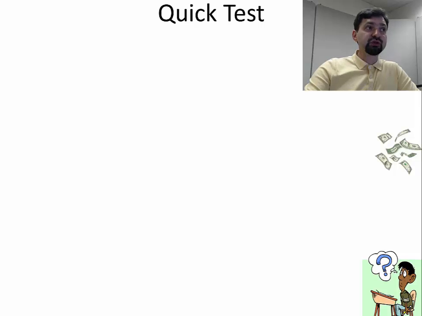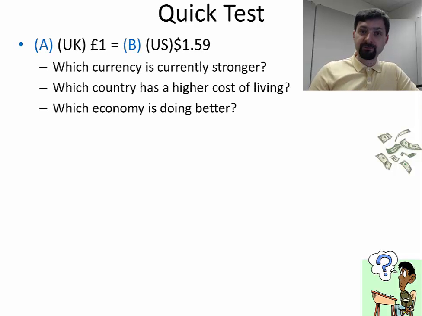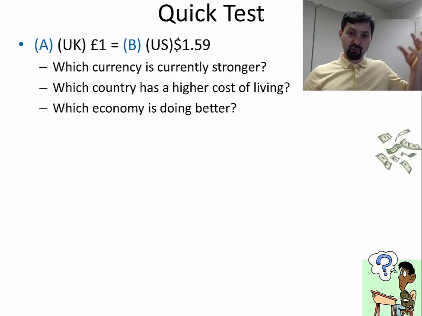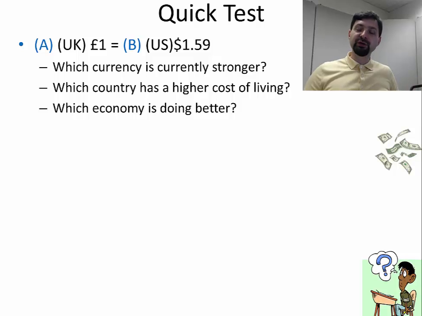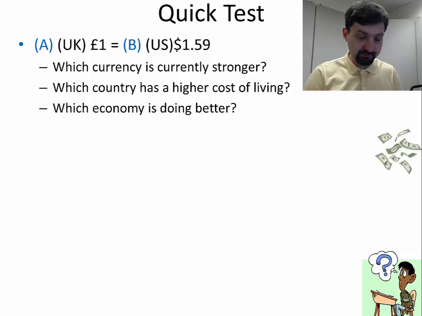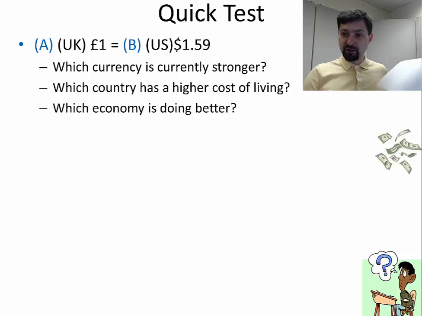Let's see if you know the answers, and then I'll discuss what answers I normally get and what they mean. So, for example, today, the British pound is worth $1.59. So for each 1 British pound, you would need to pay 1.59 American dollars. The question that I would like to ask is this: which currency is currently stronger based on the information provided? Can you answer that? I encourage you to take a piece of paper and write down your answer.